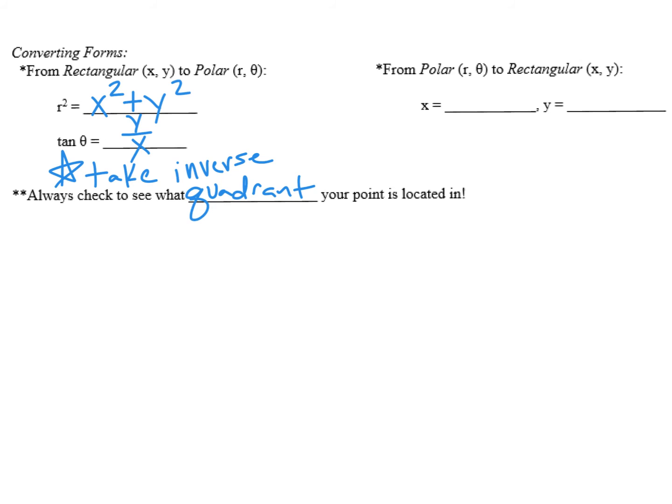Here's the opposite. You've got polar coordinates and you want to change them to rectangular: x is r cosine theta, y is r sine theta. So it involves some trig functions and a little bit of the Pythagorean theorem, but it's all pretty basic stuff. You're probably going to feel like you've done this, it isn't brand new.